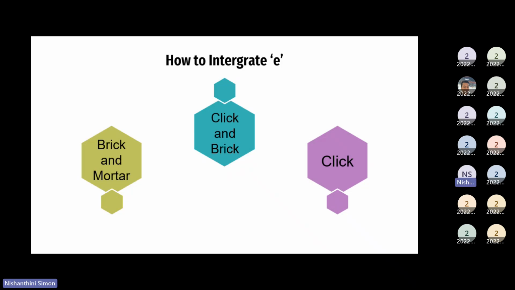Then some businesses have moved fully into click. Here we can purchase only through online. So there is no brick part, no physical outlets. If we need to do business with them, it will be only through online. Only the click option is there. So what will be the examples? Only click. Only online purchasing or getting the services. No bricks there.